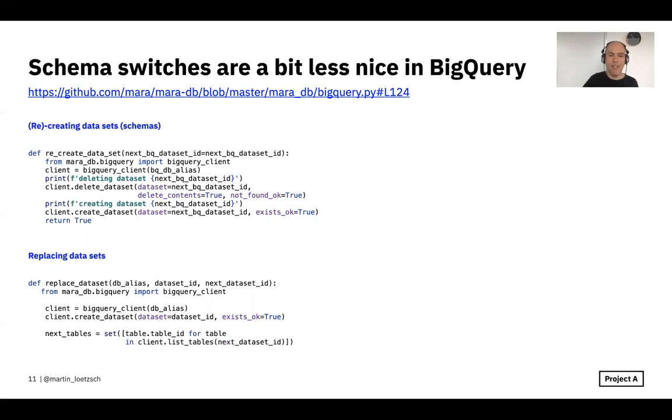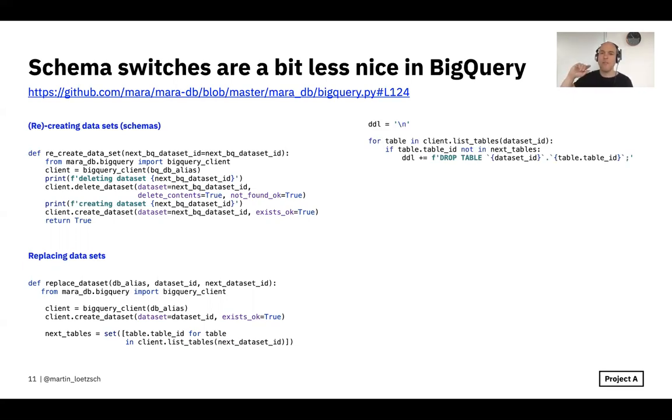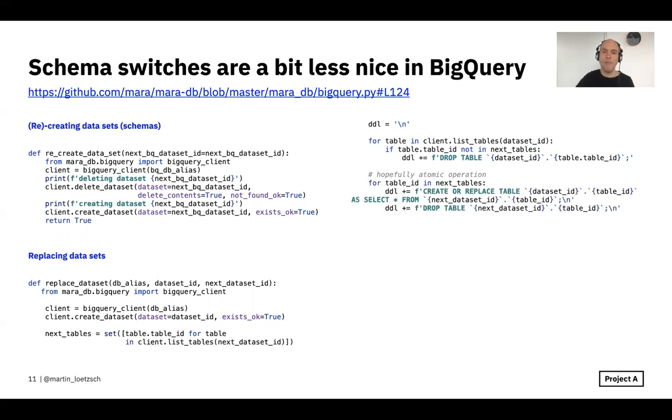If it doesn't exist, then you have to go through all the tables in the next schema and check. Basically, you have to make the other schema the same as this one. So you drop all the tables in the target schema that are not in your next schema. And then for each table in your next schema, you create that table in your target schema as a select from your source table. And afterwards, you drop the table in the next data set.